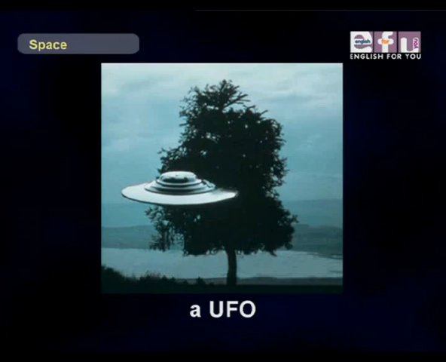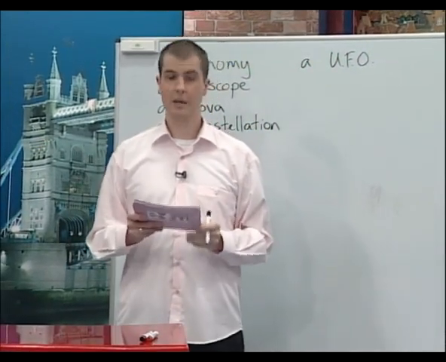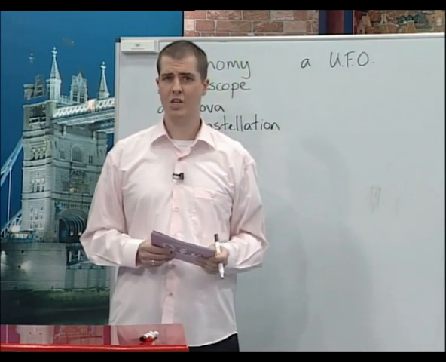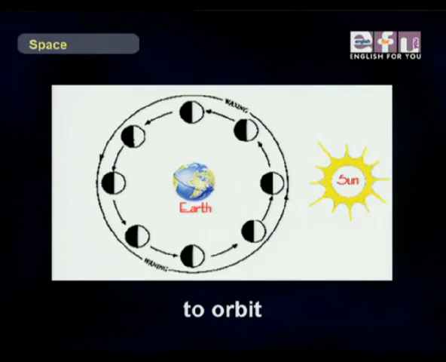Okay, over here. A UFO. A UFO is a strange object in the sky. Sometimes people think it's another spaceship from another planet. We have a verb now, to orbit.